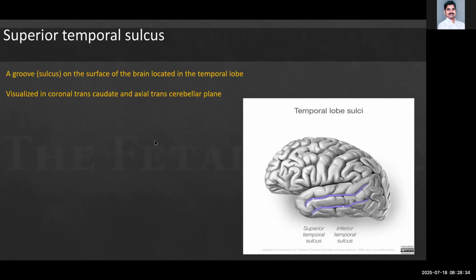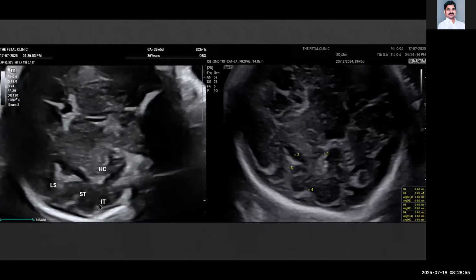Superior temporal sulcus. The superior temporal sulcus is a groove located in the temporal lobe of the cerebral cortex. It runs in between the lateral sulcus and the inferior temporal sulcus. They can be visualized in coronal transcaudate and axial transcerebellar planes. So this is the coronal plane where the lateral sulcus is seen, superior temporal sulcus is seen, and the inferior temporal sulcus is seen. They all run parallel to each other.